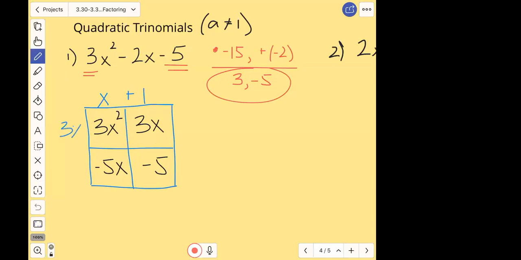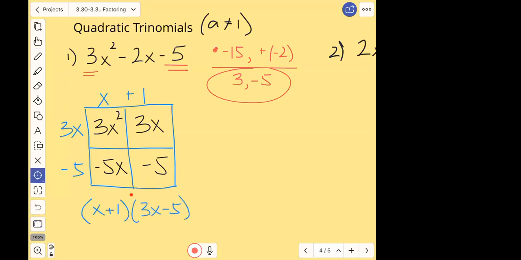Looking across the row, these have a 3x in common. That's their GCF. And looking across this row, we want to take out a -5 because the first term is negative. And those are our answers. So factoring out, it'll be x + 1 and then 3x - 5.